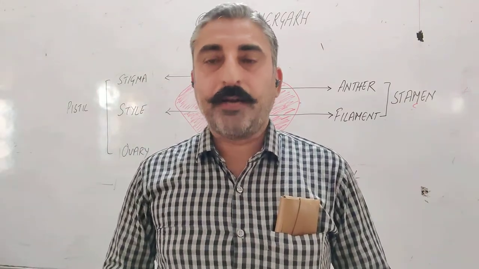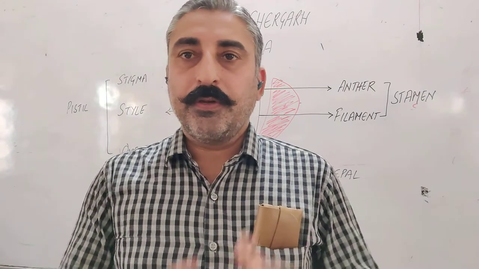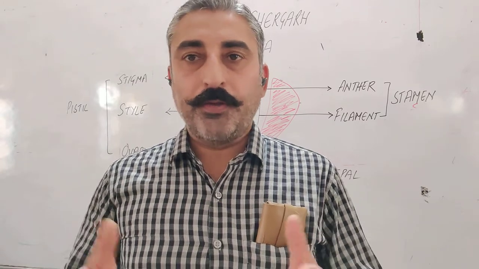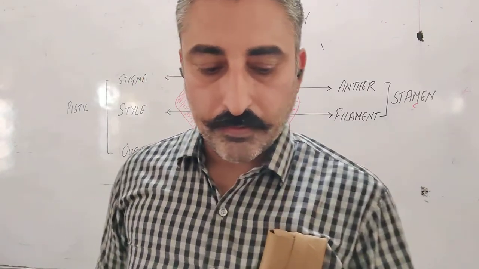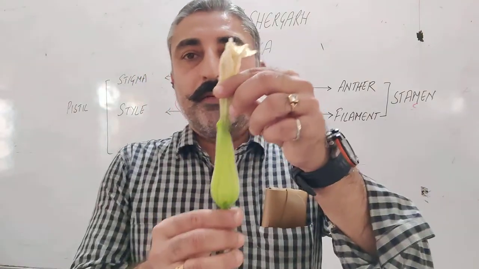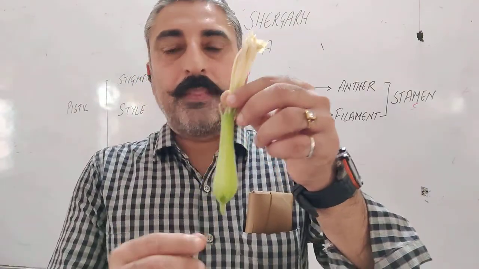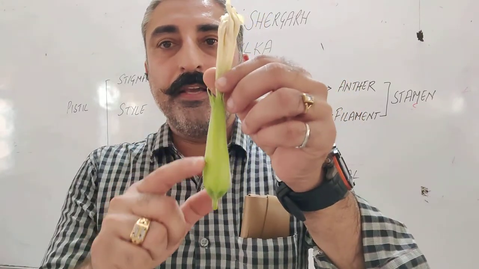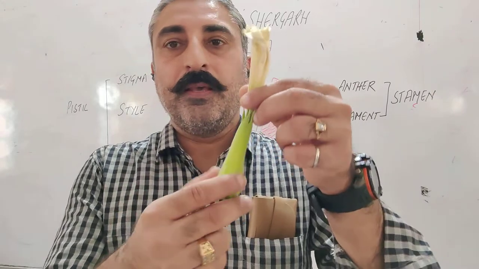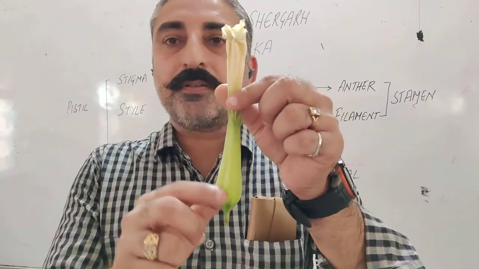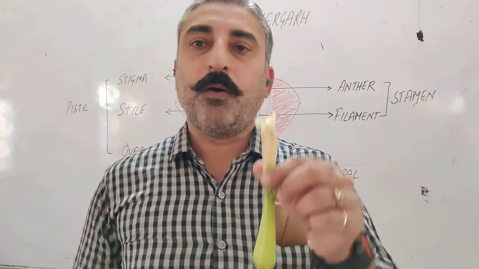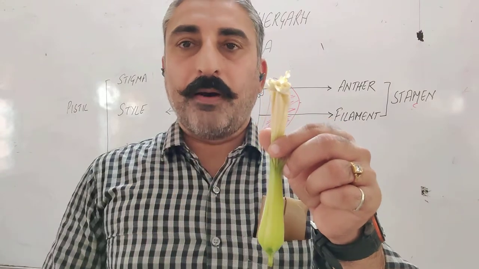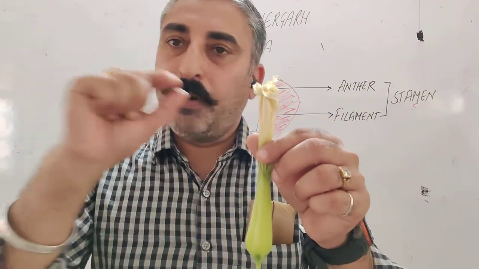So let's start. Today I'll use Datura flower to demonstrate the different parts of flower. You can use China rose also. Now students, this is Datura flower in my hand. Now, the first part, you will notice these green leaf-like structures. These green leaf-like structures are called sepals. Now, what is the function of sepal? Sepals protect the flower when flower is in bud stage.